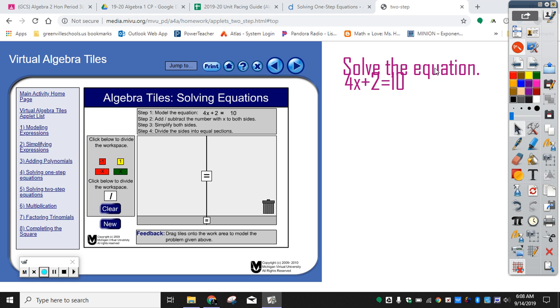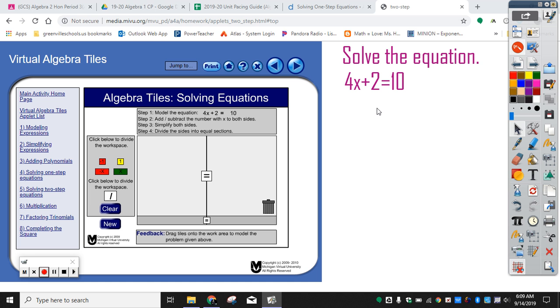First, before we get started with that process, let's understand what that means. Solve means that we are to use inverse operations to isolate the variable. And what that means is that I want to undo what is being done to the variable. So I have 4x plus 2, and that means that I am taking x and multiplying it by 4 and then adding 2 to that quantity.